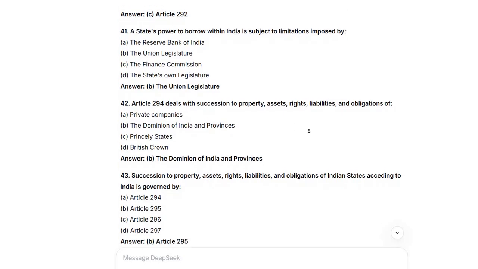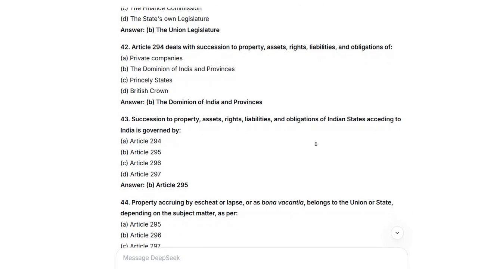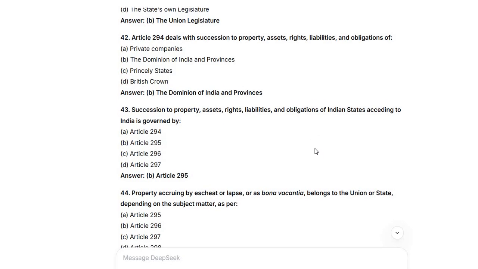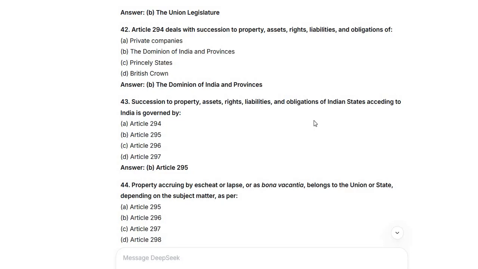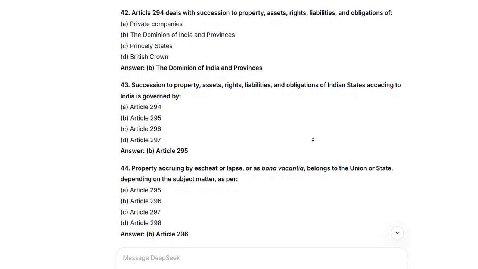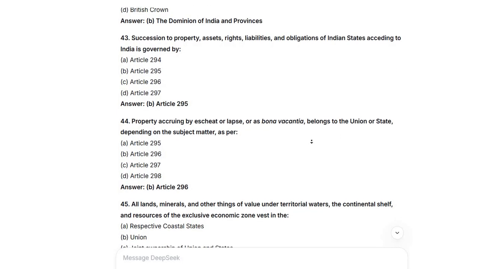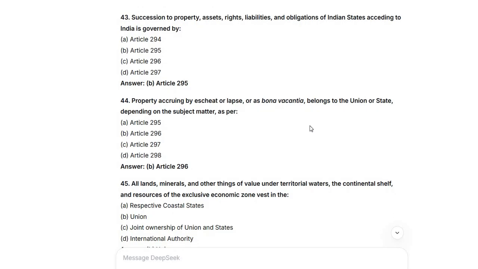Article 295. 44. Property accruing by escheat or lapse or as bona vacantia belongs to the Union or state, depending on the subject matter as per Article 296. 45. All lands, minerals, and other things of value under territorial waters, the continental shelf, and resources of the exclusive economic zone vest in the Union.